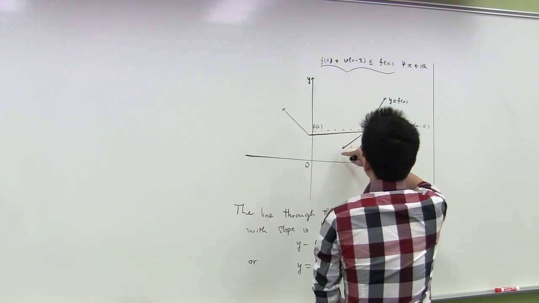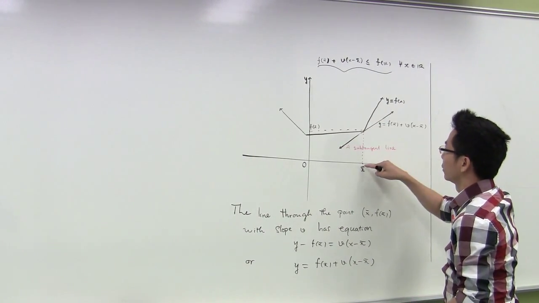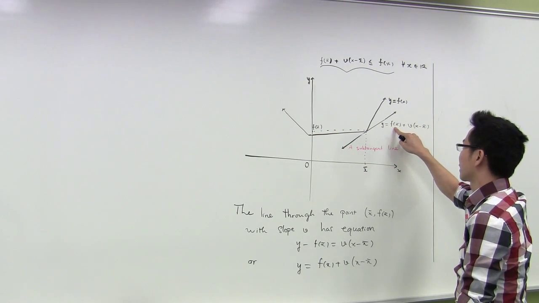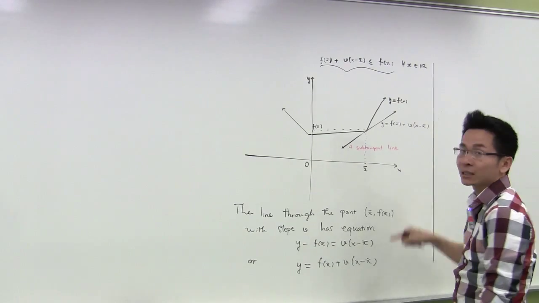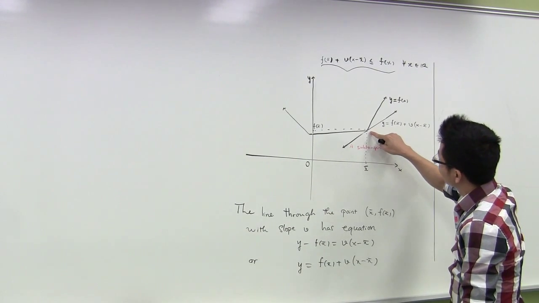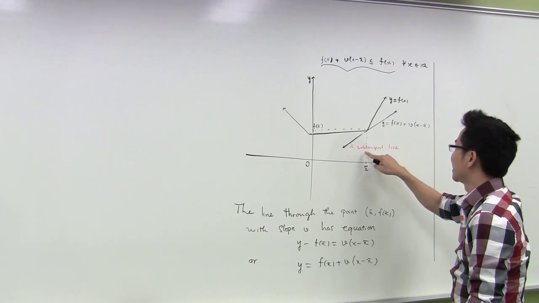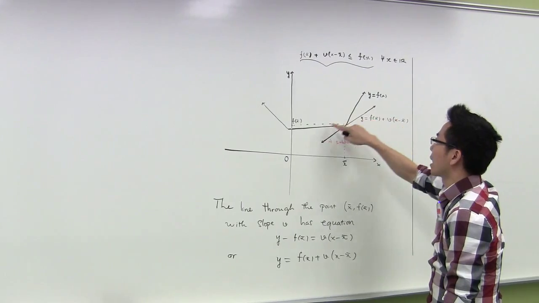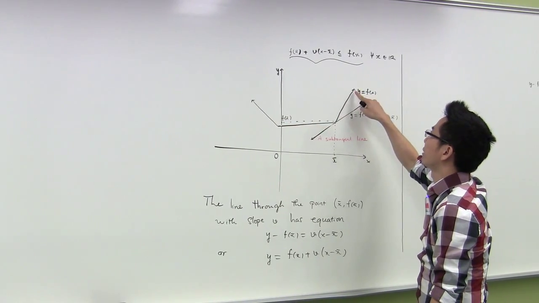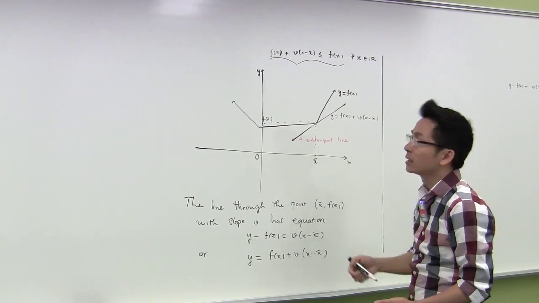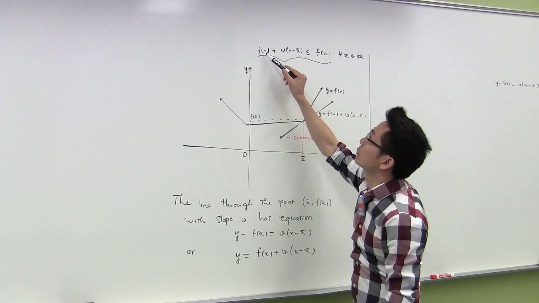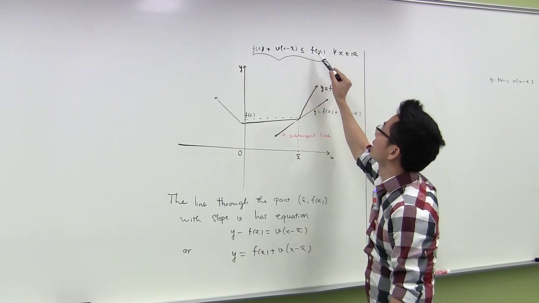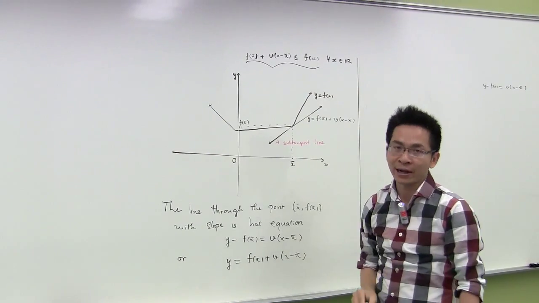And this is a line that goes through the point x bar, f of x bar. So it has this equation y equals f of x bar plus v times x minus x bar. And this is also called a subtangent line because the graph of this line lies below the graph of the function y equals f of x. That means it satisfies this inequality: f of x bar plus v times x minus x bar is less than or equal to f of x for all x in R.